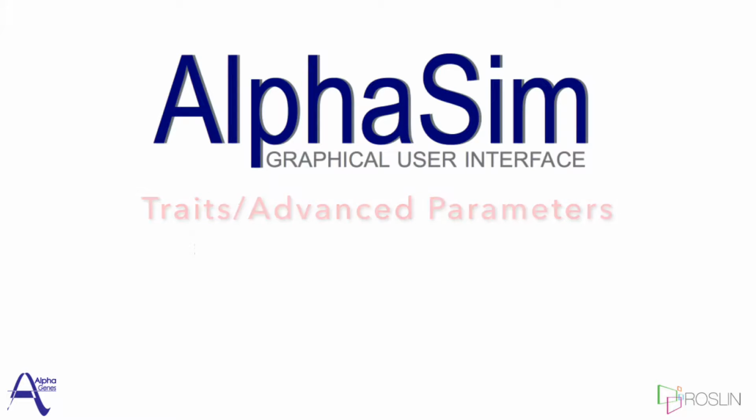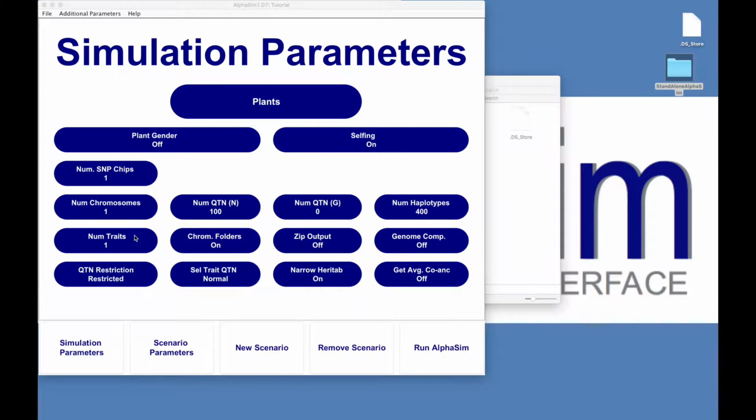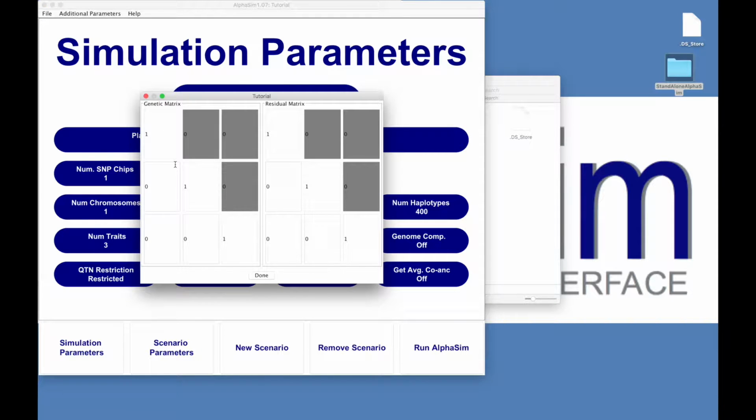AlphaSim is capable of simulating any number of traits. The information it requires is the number of traits and the correlations between those traits. When you set the number of traits in your simulation parameters, you will get a pop-up asking you to input the genetic correlation matrix and the residual or environmental correlation matrix here.